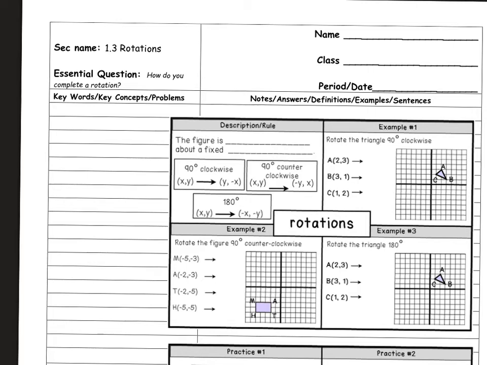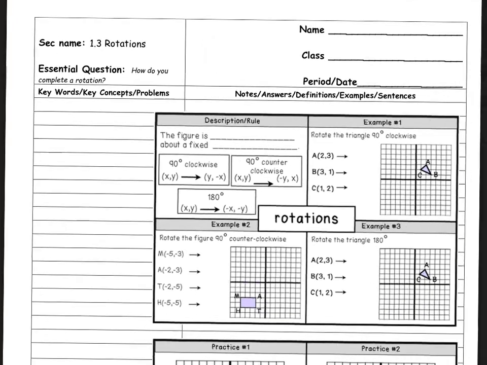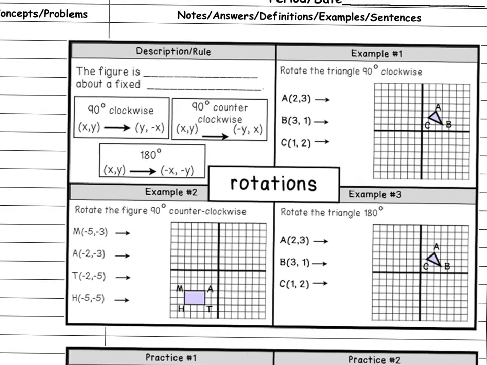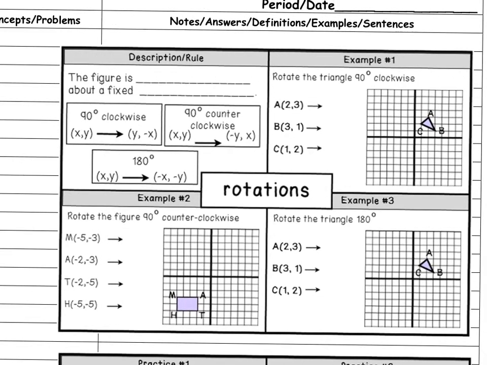Hi guys, we're in our third lesson for transformations, and we're going to talk about rotations today. So our essential question is how do you complete a rotation? I'm going to zoom in. This is kind of like last lesson. If you can see in the middle, our word is rotation, so everything around here is going to talk about rotations.